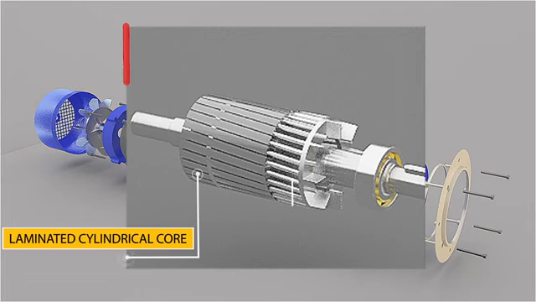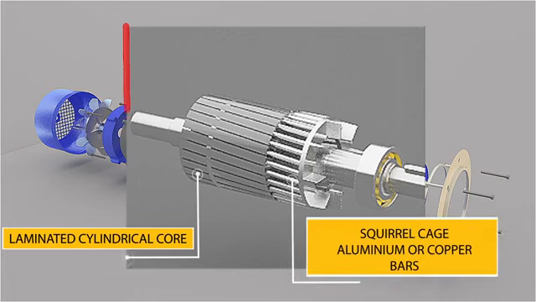A squirrel cage rotor consists of a laminated cylindrical core. The circular slots at the outer periphery are semi-closed. Each slot contains an uninsulated bar conductor of aluminium or copper. At the end of the rotor, the conductors are short-circuited by a heavy ring of copper or aluminium.